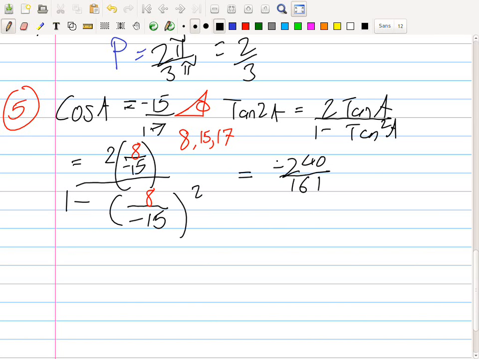And you can check if you need the plus or the minus. It should match up exactly with that. Well, if you do a decimal, you know. So what's the tan of that? It came out on the calculator as minus 240 over 161.